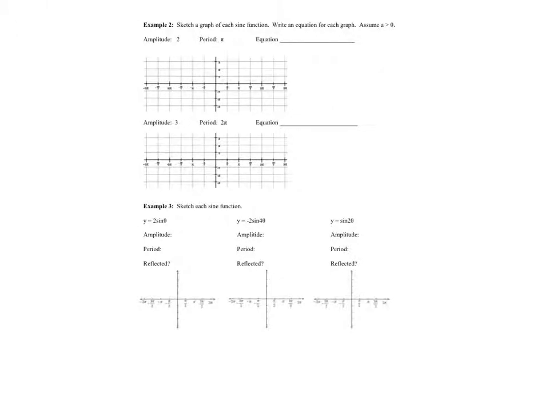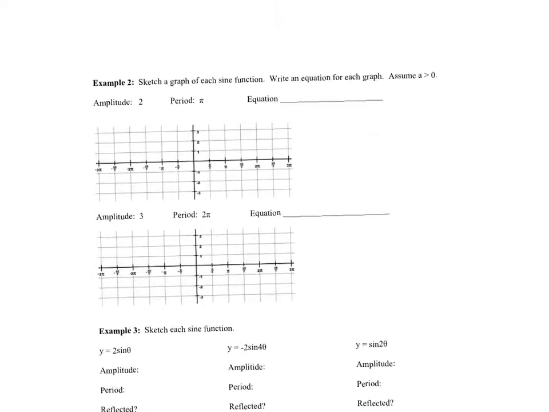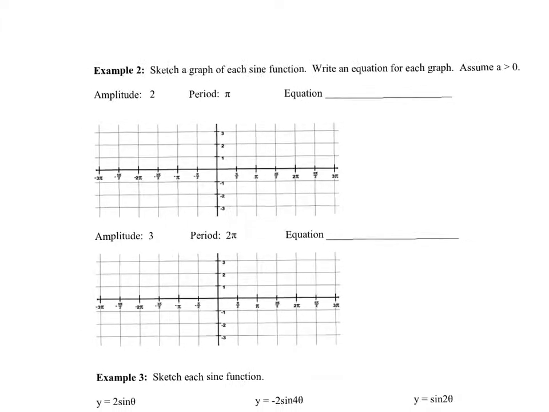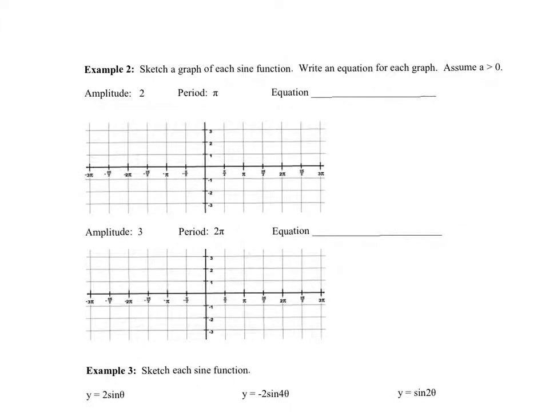Okay, now we're going to work on sketching graphs of these. So sketch a graph of each sine function. So we have to write the equation for it first. So if the amplitude's 2 and the period's pi, you need to solve for b.